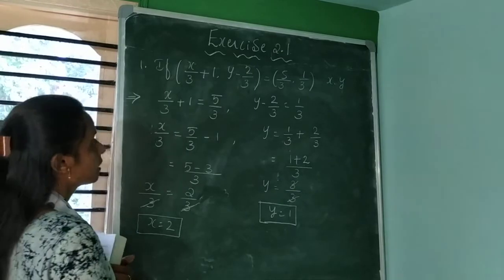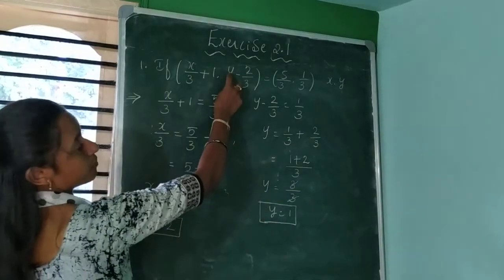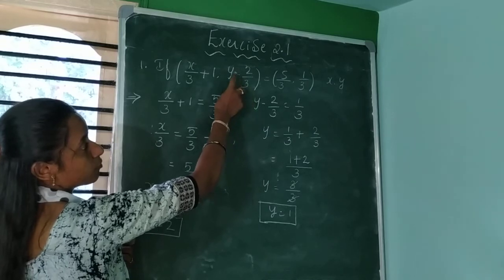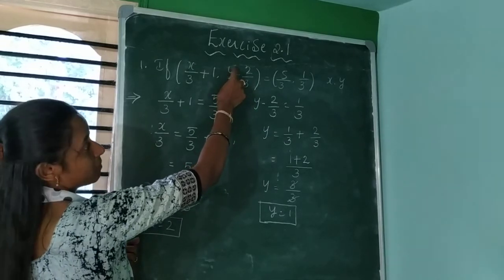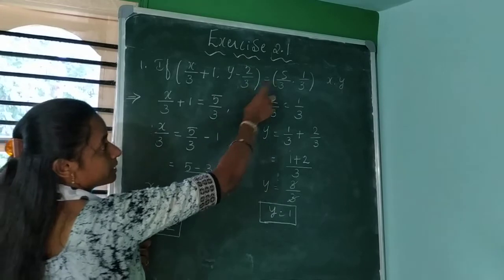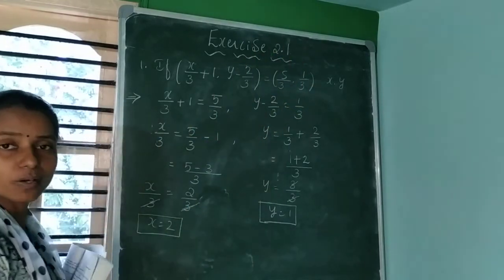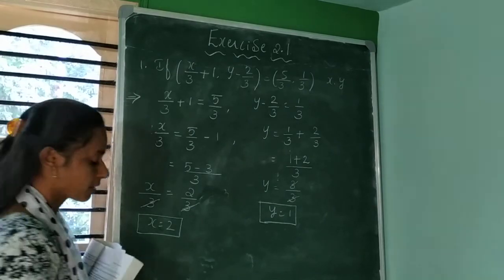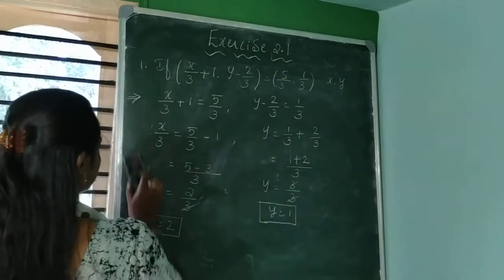In the same way, you take y as 1. Here y is 1. Take 3 as the LCM. 1 into 3 is 3. 3 minus 2 is 1. 1/3 is equal to 1/3. Hence your x and y values are right. Okay. So we'll just go with the next one.